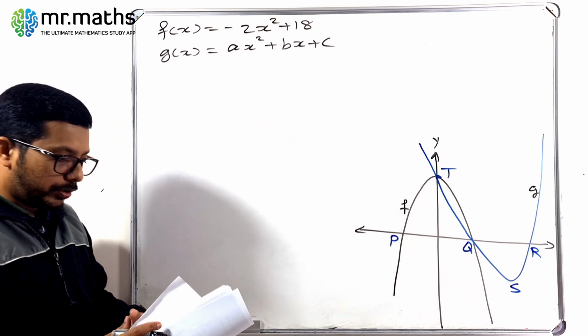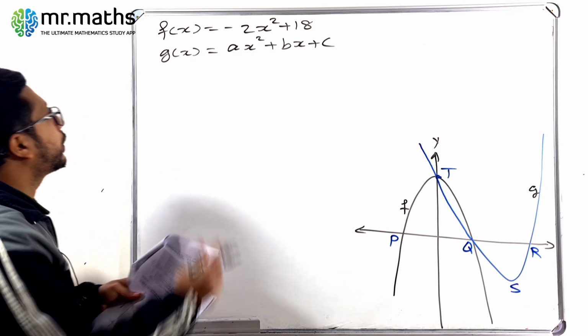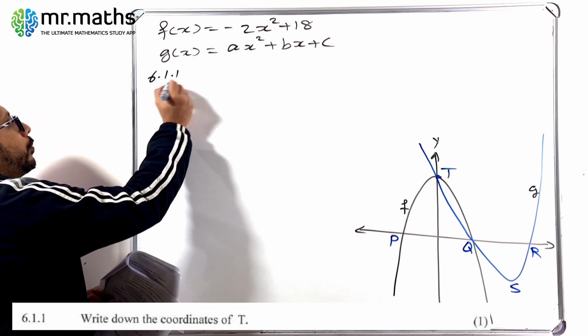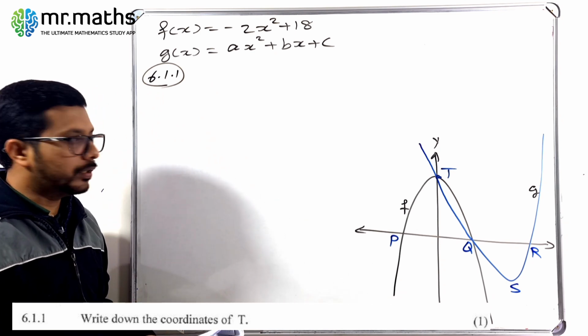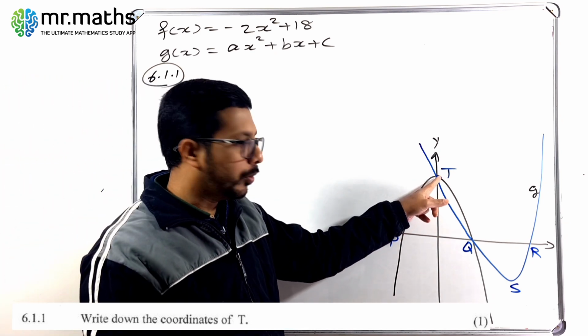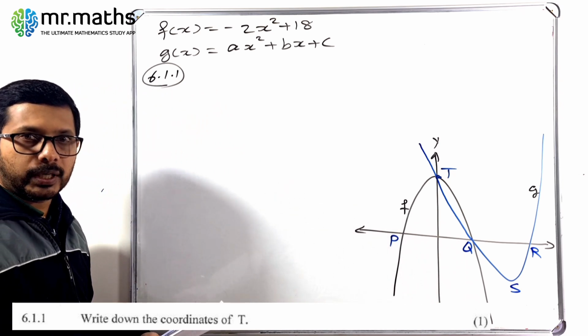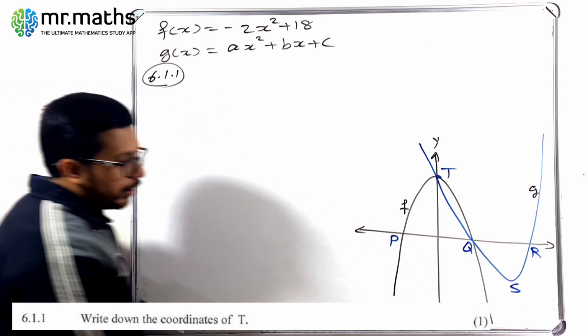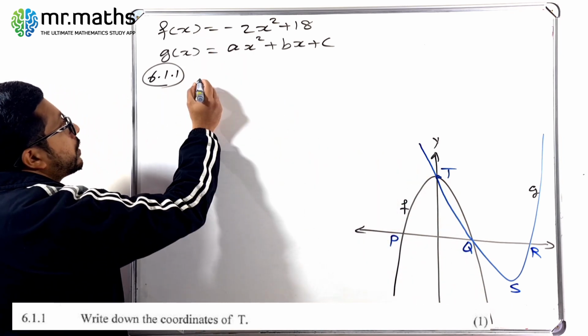Okay, now let's go to the first question, 6.1. Question number 6.1.1. What is that question? Write down the coordinates of t. You have to find the coordinate of this point t. Actually, what is that point t? T is the y-intercept. Am I right? Okay. Y-intercept of which graph? Y-intercept of this f of x graph. Am I right?